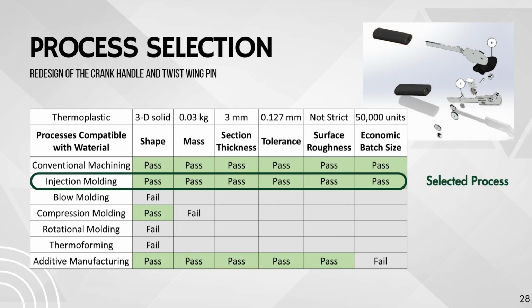The combined crank handle and twist wing pin will be manufactured from a thermoplastic material such as ABS. Of the candidate processes that are compatible with this material, only conventional machining and injection molding can support the shape, mass, section thickness, tolerance, surface roughness, and batch size required for this component. Our recommended manufacturing process is injection molding because the part geometry is relatively simple and can be easily molded. The part does not require very tight tolerances, and injection molding would yield lower part cost than machining at the annual volume of 50,000 units.